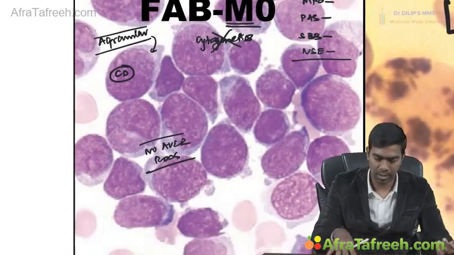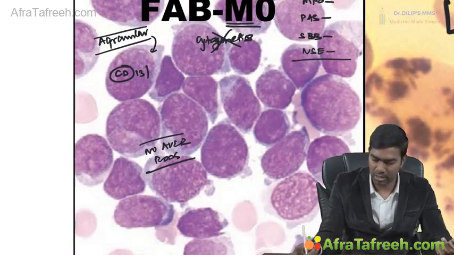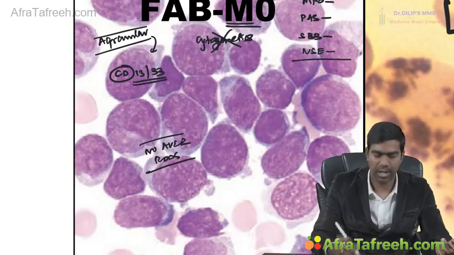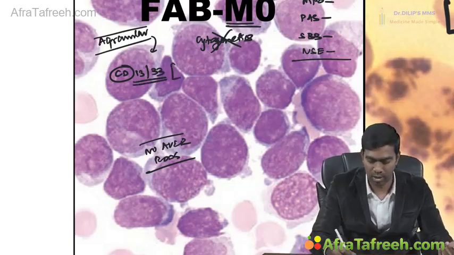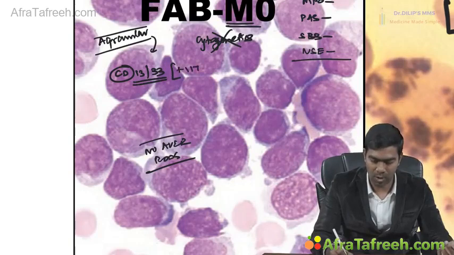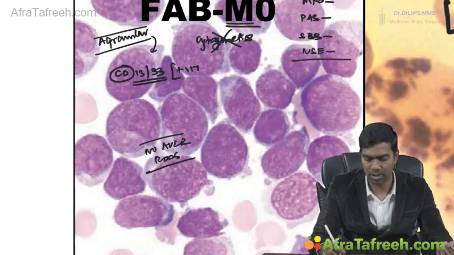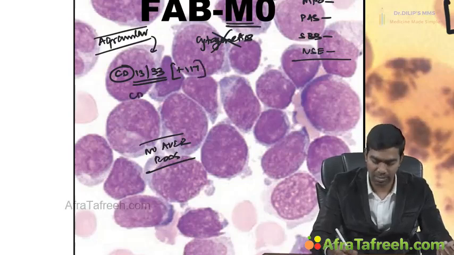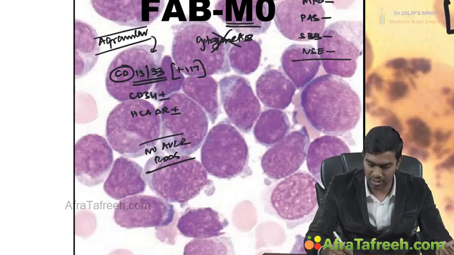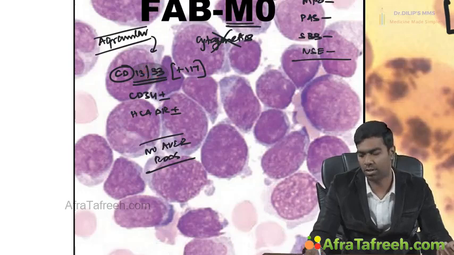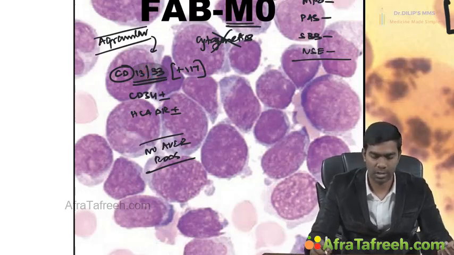What are the CD markers that will be positive? I told you CD13 and CD33 will surely be positive in any myeloid blast. You need not tell about that at all. But apart from that, CD117 also will be positive. At the same time, they can have CD34 positive or negative and HLA-DR positive or negative. But I still believe that CD13 and CD33 tend to remain the most important of all the CD markers for the myeloid lineage. Clear? So this is all about your FAB M0 or AML M0.